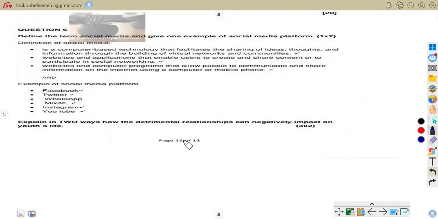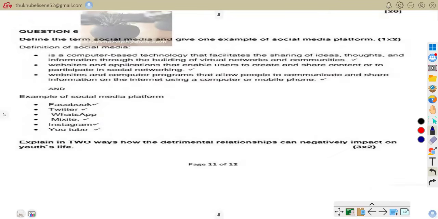Like these other ones, we are having our answers. As we are asked to define social media and give one example of a social media platform, the definition of social media is a computer-based technology that facilitates the sharing of ideas, thoughts, and information through the building of virtual networks and communities. So we are saying social media is a technology that allows people to communicate, share ideas, information, photos, videos through online platforms.